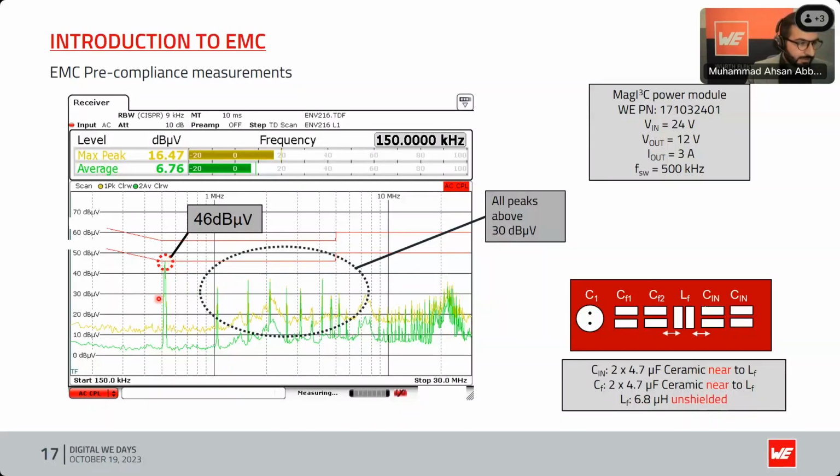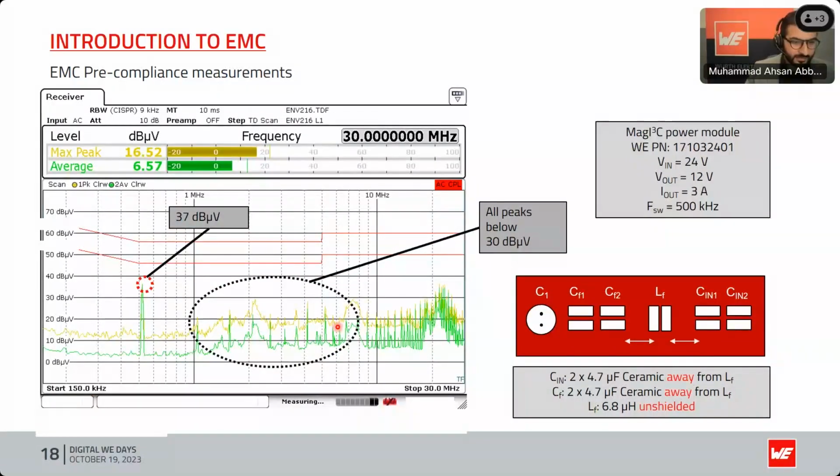you see that we have at the switching frequency the highest peak at about 46 dB, and then in this area the peaks are relatively higher. They are above 30 dB. Here, my focus is not the standard or the limit lines, but I want to show you the impact of the placement of the input filter components on the conducted emissions.